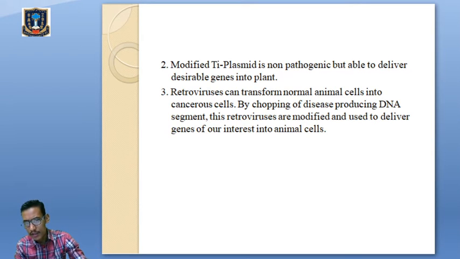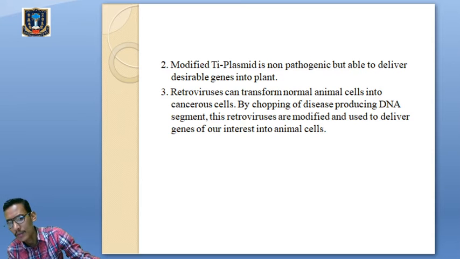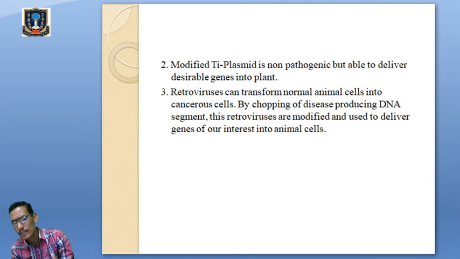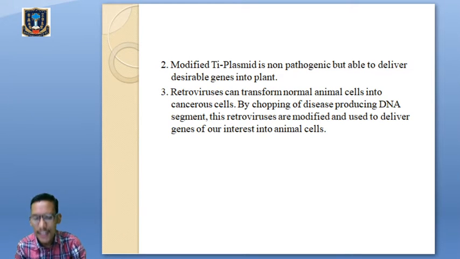These retroviruses are also responsible for causing cancerous cells in animal cells, but the segment of DNA in these retroviruses which is responsible for inducing cancerous cell formation has been removed. It has been modified. Now these modified retroviruses are not able to induce the formation of cancerous cells in the host cells, and they are used as an agent or vector to deliver the gene of interest or the foreign DNA into the animal cell. So kindly remember the two vectors which are used for the transfer of foreign DNA, or the DNA having the gene of interest, into plant cells and animal cells.